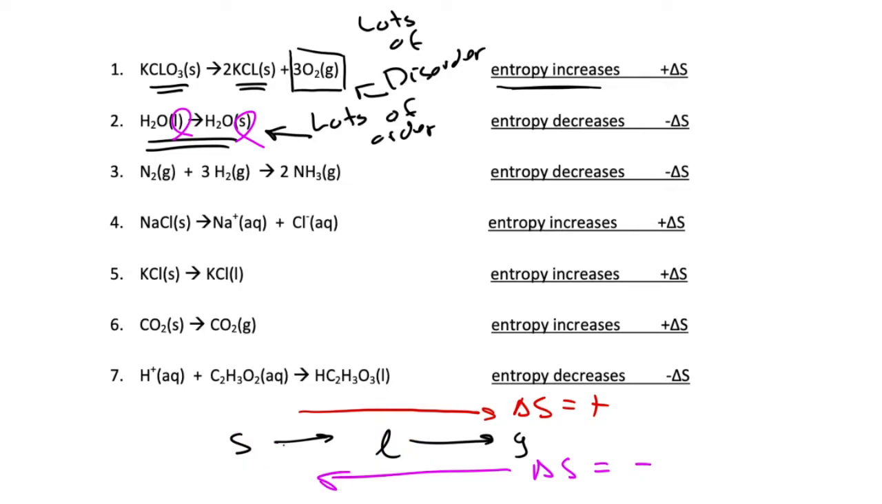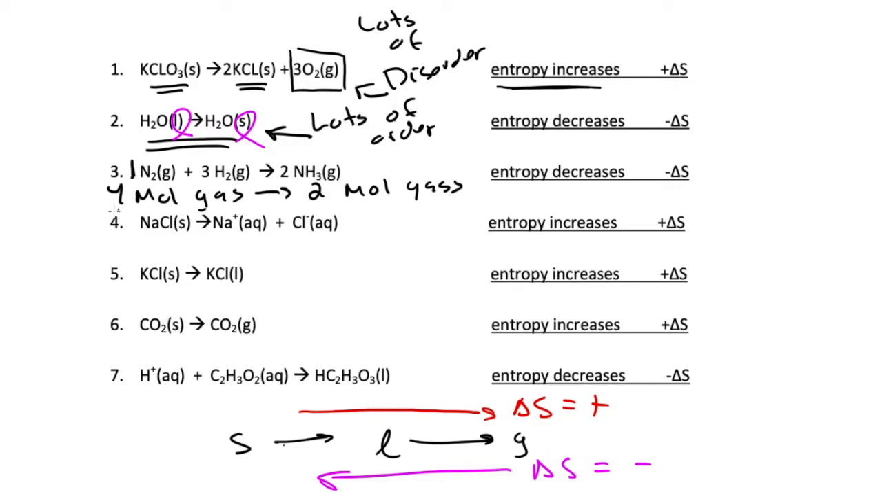Let's try this one. This one's a little tricky because you've got gas here for the reactants, and what it's going to go to is another gas. When you have all of the same phase, what you want to do is count how many moles of gas you have. I have 1 here and 3 here, so I have 4 moles of gas over there. And then I just have 2 over here, so I have 2 moles of gas.